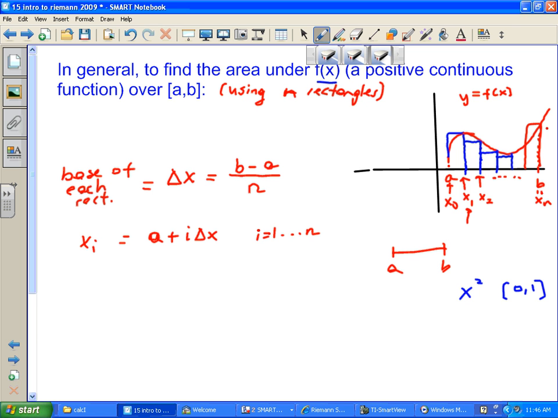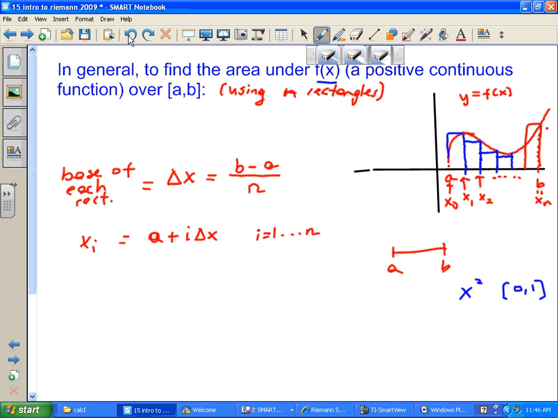If i is 0, you are basically right at the point a. If i is 1, you add 1 delta x to a, so you're over here. If i is 2, you start at a, you add delta x, and you add another delta x, you end up over here. So as you can see, as you keep adding delta x to your left end point, you will keep getting the remaining points in that partition set.